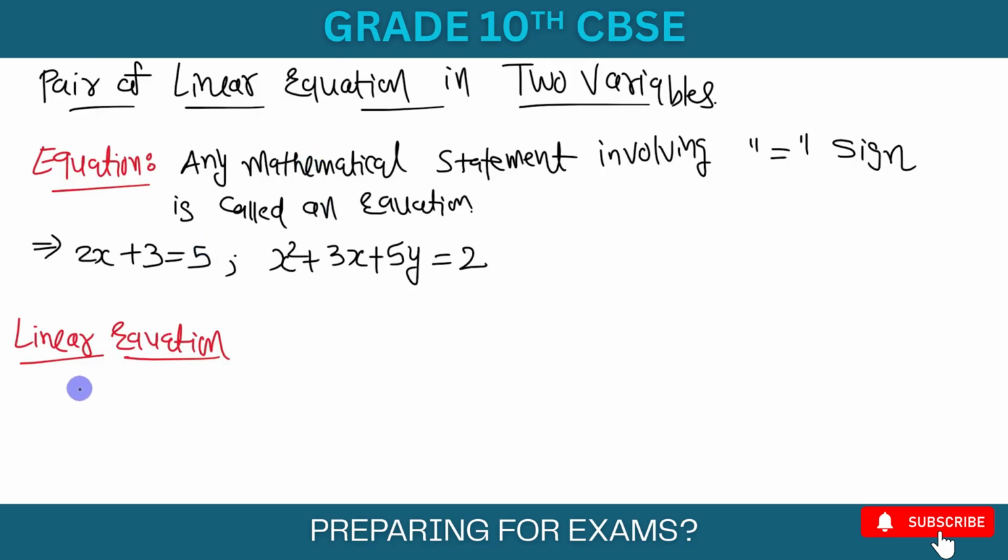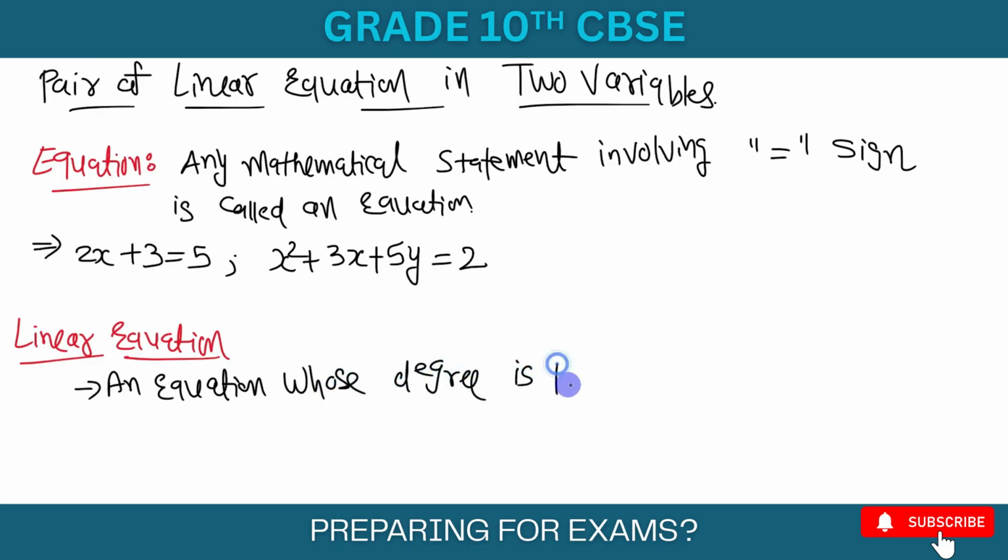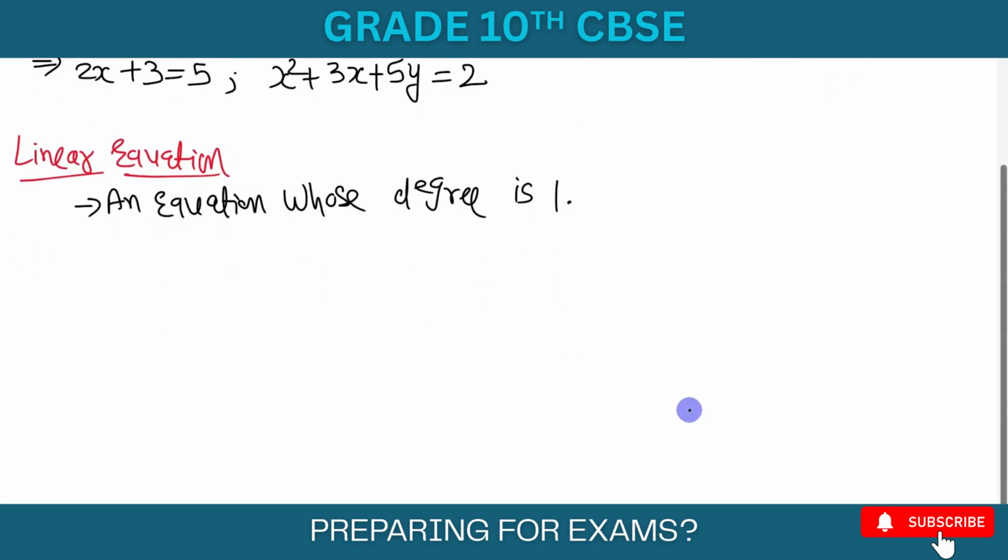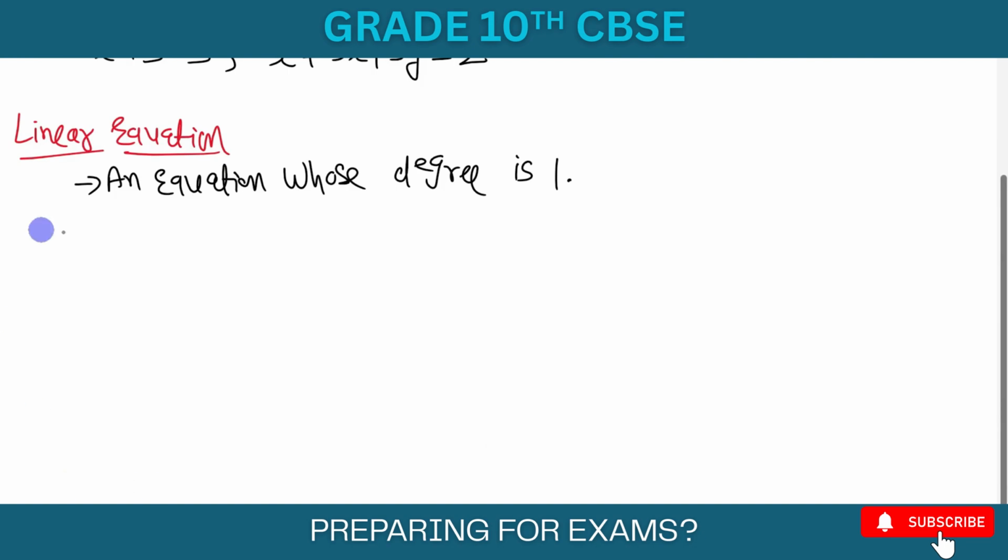In that, first is linear equation. In this chapter mainly we have to focus on linear equation only. So what is the meaning of linear equation? An equation whose degree is 1 is called linear equation. Now what is the meaning of degree? Degree means highest power of variable.